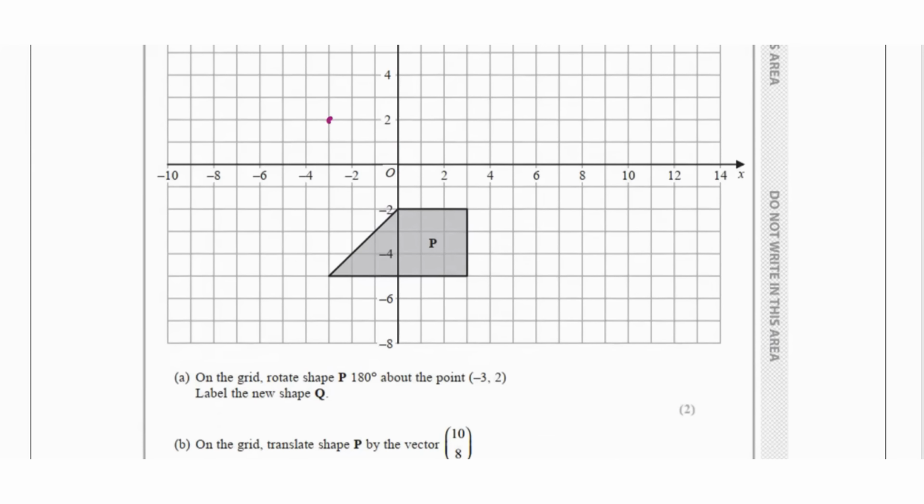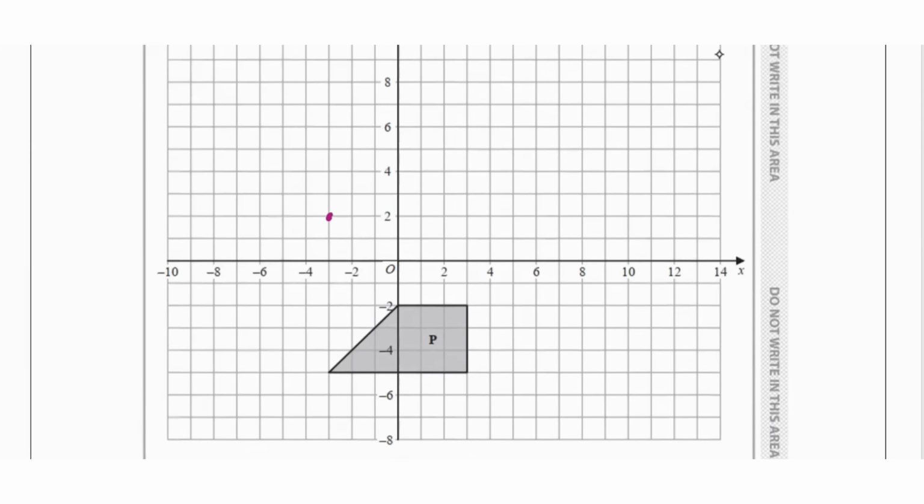(-3, 2) is over here. This is our center of rotation. Since it's being rotated 180 degrees, the horizontal and vertical distances of a point on the shape from the center are not going to swap; they're going to stay the same. So this point over here is 1, 2, 3, 4 vertically and 3 horizontally. So it's again going to be 4 vertically, 3 horizontally.